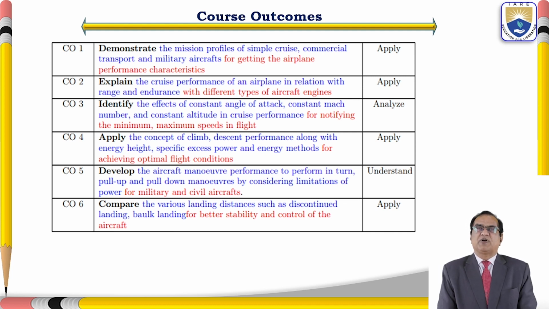Explain the cruise performance of an airplane in relation with range and endurance with different types of aircraft engines. Identify the effect of constant angle of attack, constant Mach number and constant altitude in cruise performance for notifying the minimum and maximum speeds in flight.